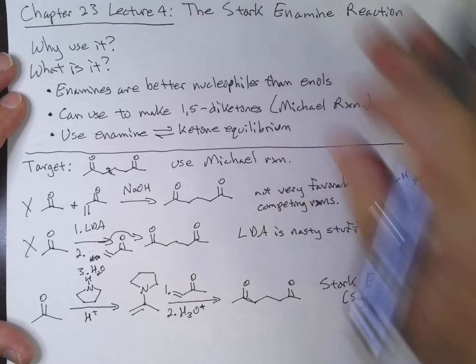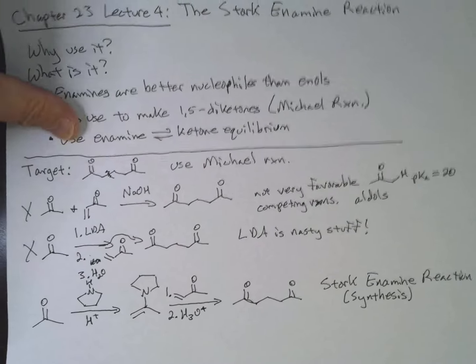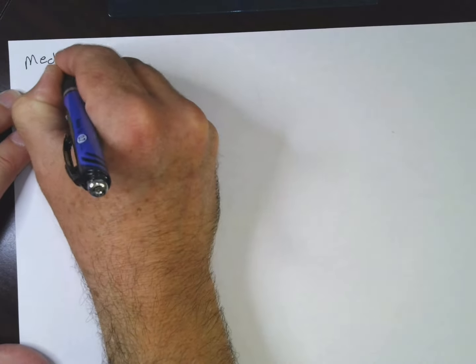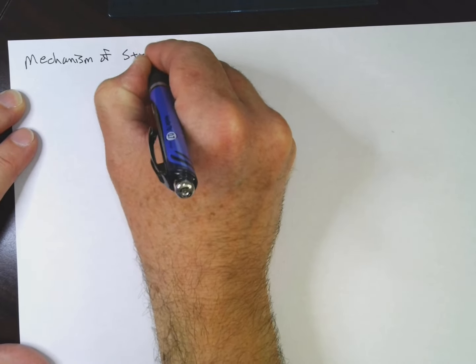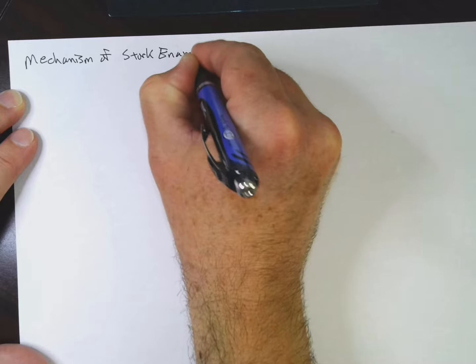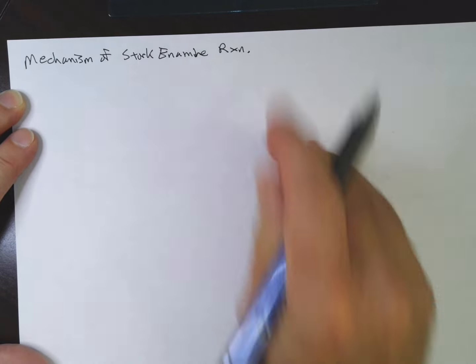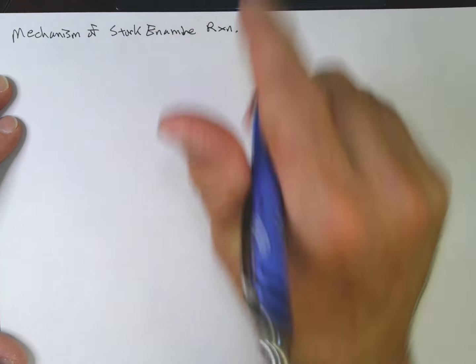So there's my Stork enamine reaction. We make the enamine, do the Michael, and hydrolyze back to the diketone. So let's take a look at what's going on here. Let's take a look at the mechanism of our Stork enamine reaction.